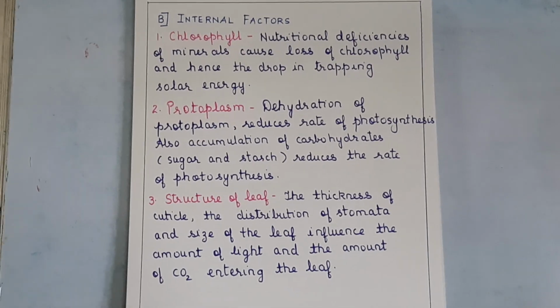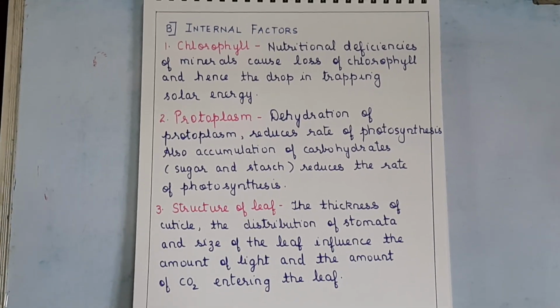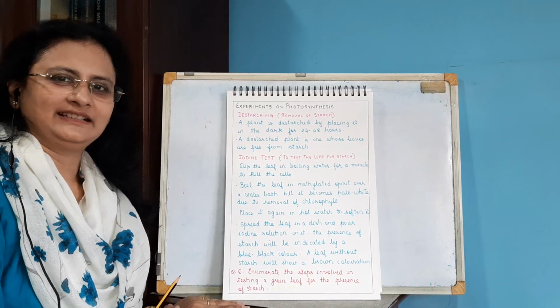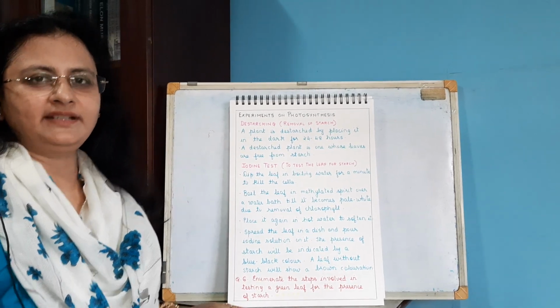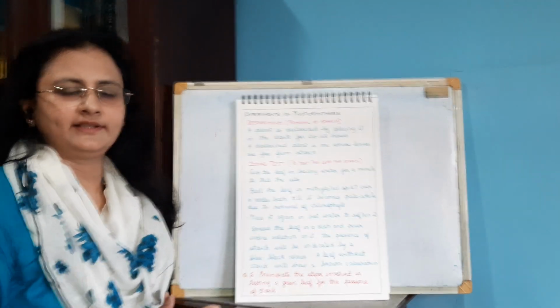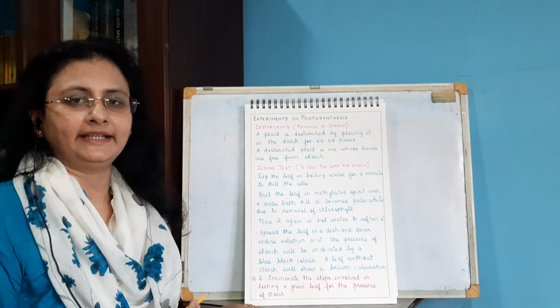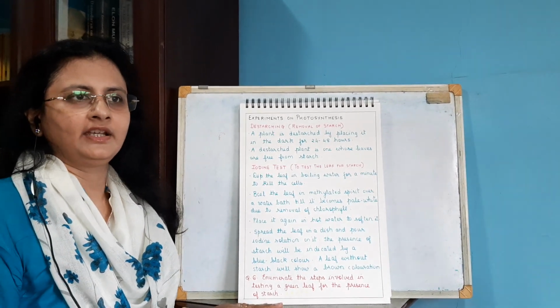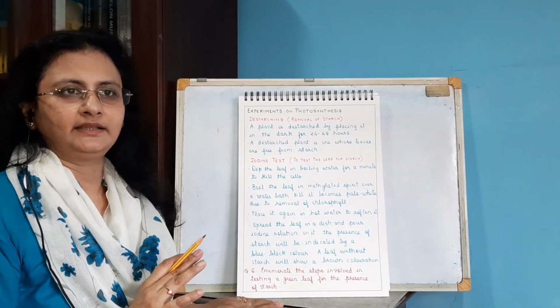Now we'll have a look at the next aspect, that is the experiments on photosynthesis. Before we conduct any experiment on photosynthesis, you have to ensure that the plant is destarched.